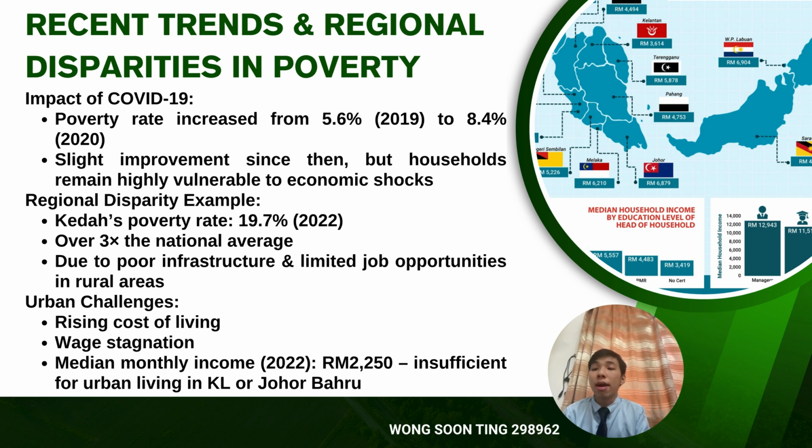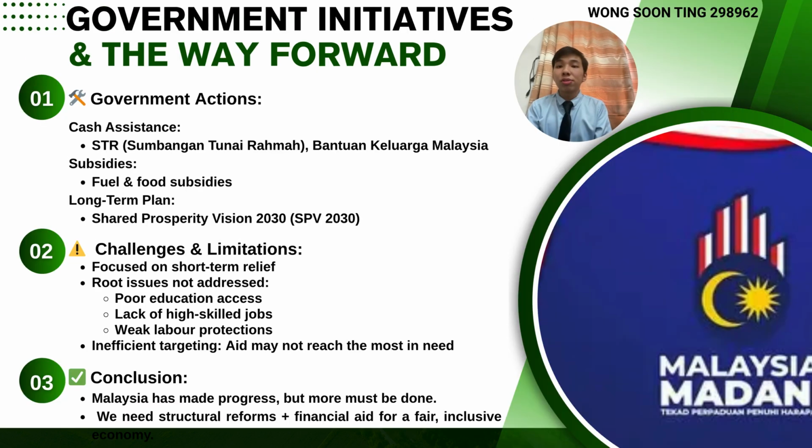In urban areas, people suffer from rising living costs and housing affordability. The median monthly income in 2022 was just 2,250, which is not enough for a decent life in places like Kuala Lumpur or Johor Bahru. To solve these issues, the government introduced several interventions like cash assistance, such as STR and Bantuan Keluarga Malaysia, fuel and food subsidies, and long-term frameworks like Shared Prosperity Vision 2030.